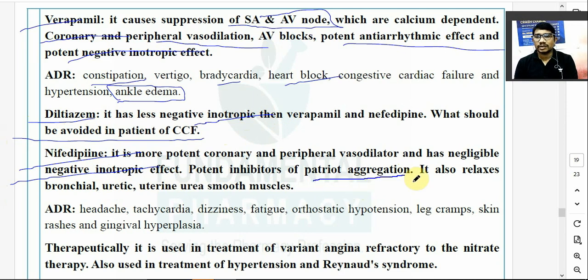Platelet जो होता है उसको inhibit करता है platelet. Potent inhibitor of platelet aggregation, and it also relaxes the bronchial smooth muscle, ureteric, and uterine smooth muscle. बाकी smooth muscle को relax करता है. Not only relaxes the smooth muscle blood vessel, but also आपका ब्रोंकाइल स्मूथ मसल रिलैक्स करता है, आपका यूटेराइन एंड यूरेटिक मसल. इसके एडवर्स इफेक्ट क्या है?